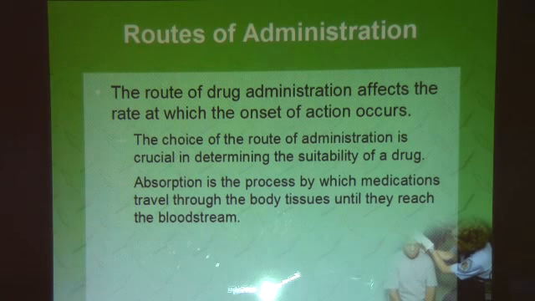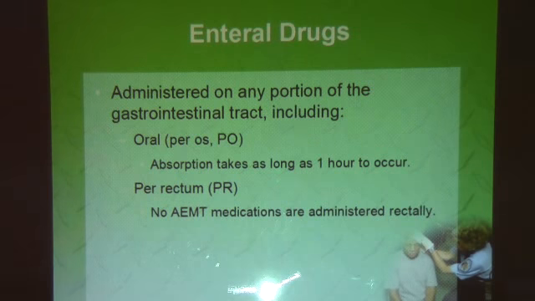Drugs are usually given for their local or systemic effect. Absorption is the process by which medications travel through the body tissues until they reach the bloodstream. A couple of different types of drugs are enteral and parenteral. Enteral drugs are administered along any portion of the gastrointestinal tract. They include oral, which is usually written as PO. This usually means by mouth. They enter the bloodstream through the digestive system and take as long as an hour for that absorption to occur.